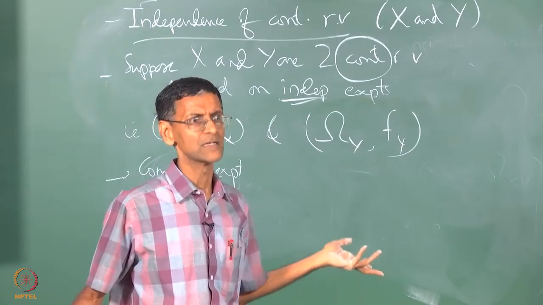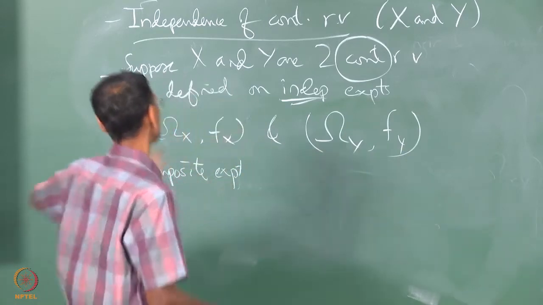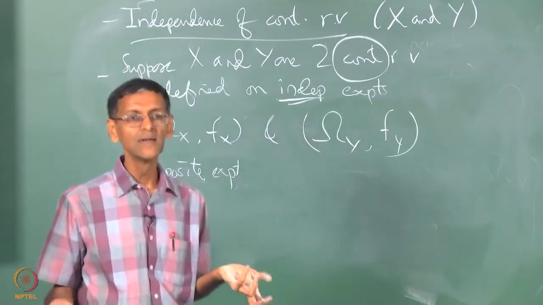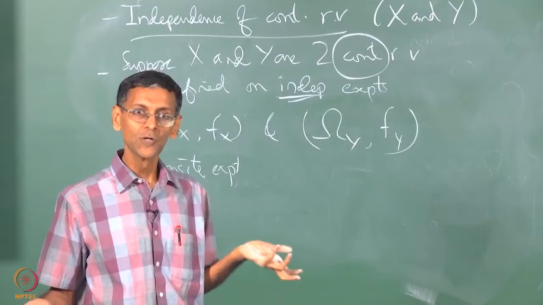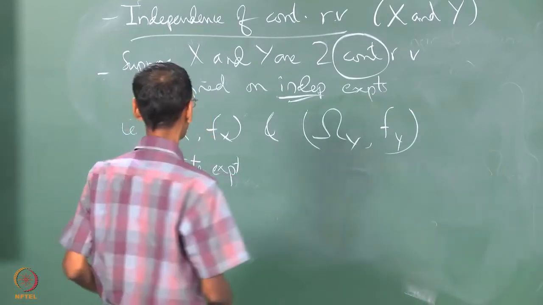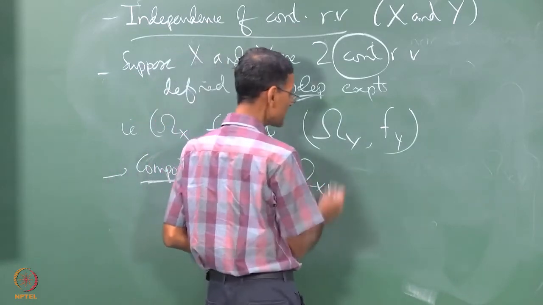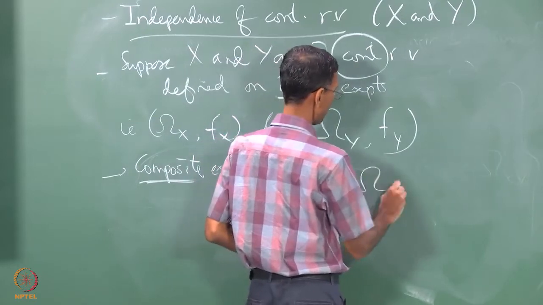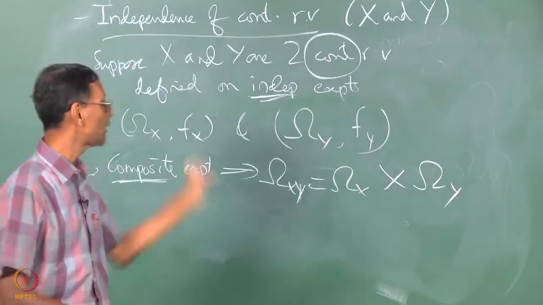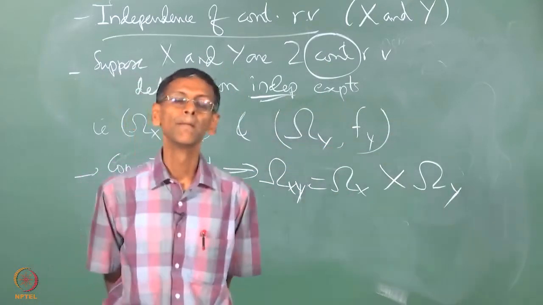Just like in the discrete case, no difference, except that if you look at all the possible values of omega X and omega Y taken together, what is omega XY? It has to be the Cartesian product of omega X and omega Y. So for the composite experiment, omega XY is always omega X cross omega Y, the Cartesian product. Every possible combination will feature in omega XY.